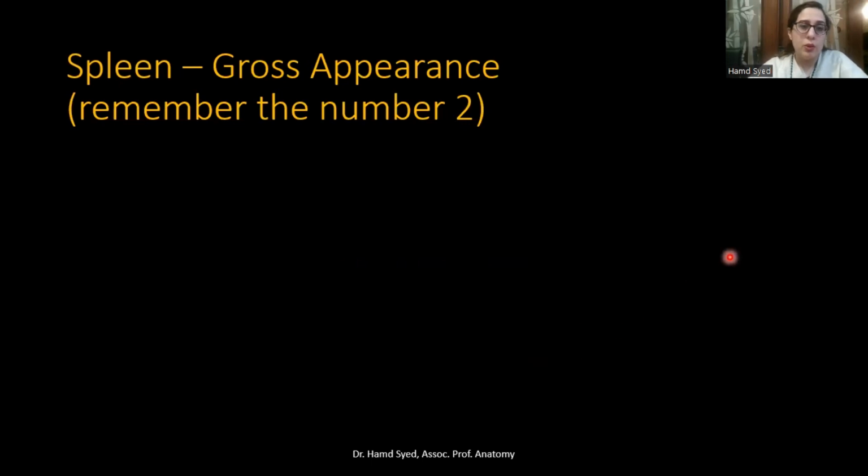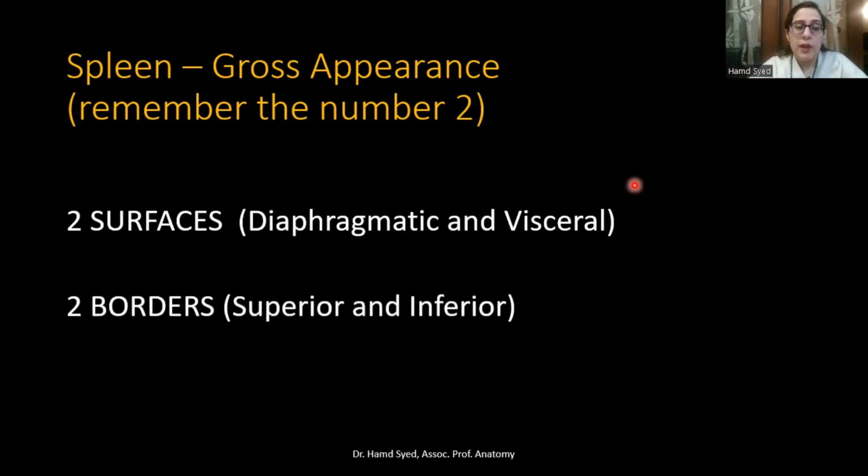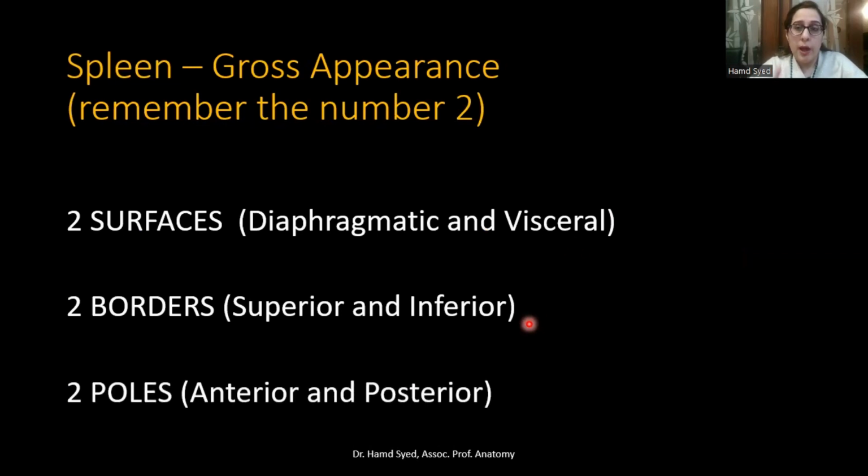Now let's discuss the gross appearance of the spleen. We can remember this by keeping in mind the number 2. The spleen is an organ that has two surfaces: one is diaphragmatic and the other is visceral. Also, it has two borders: one is superior and the other is inferior. It has two poles, the anterior pole and the posterior pole.